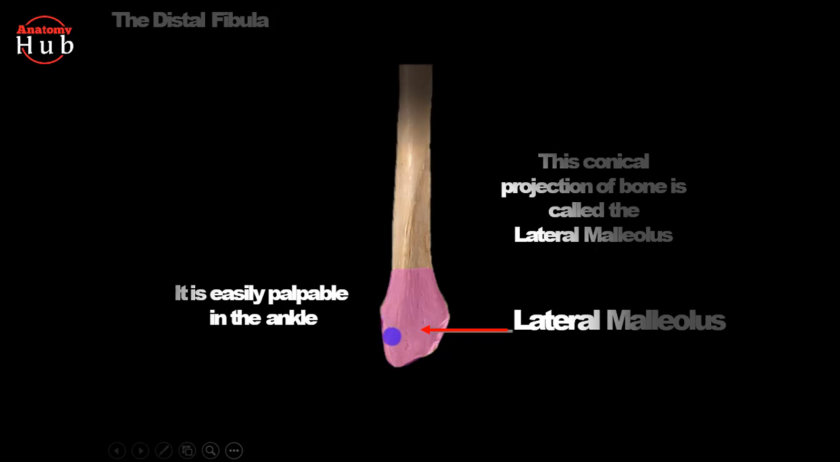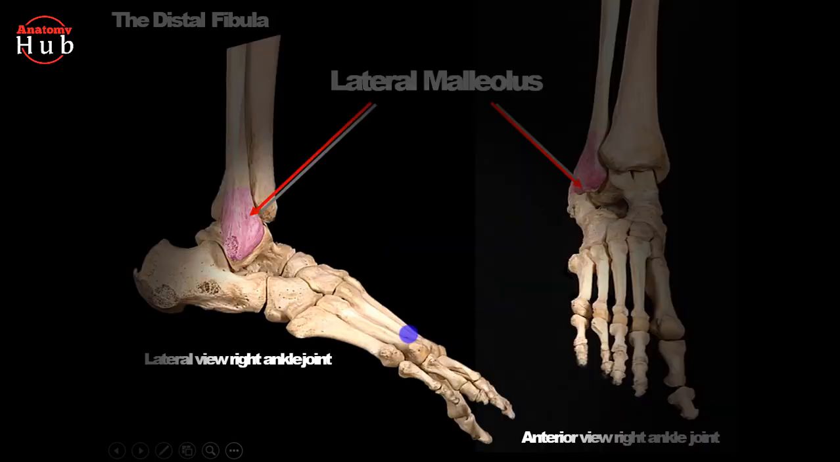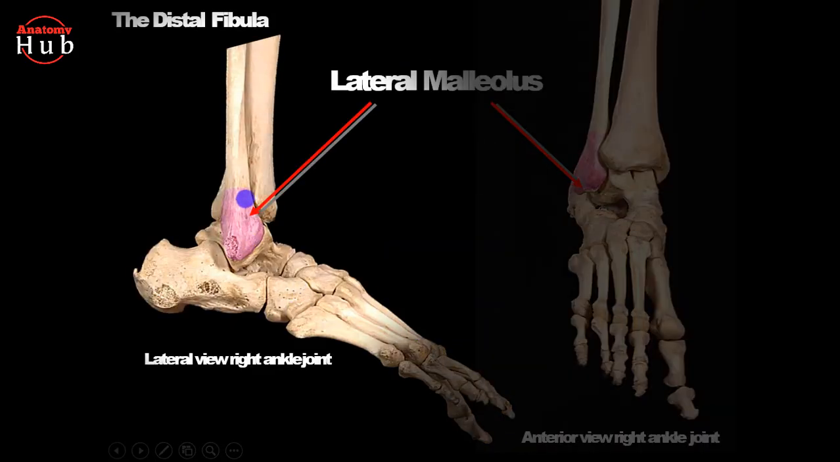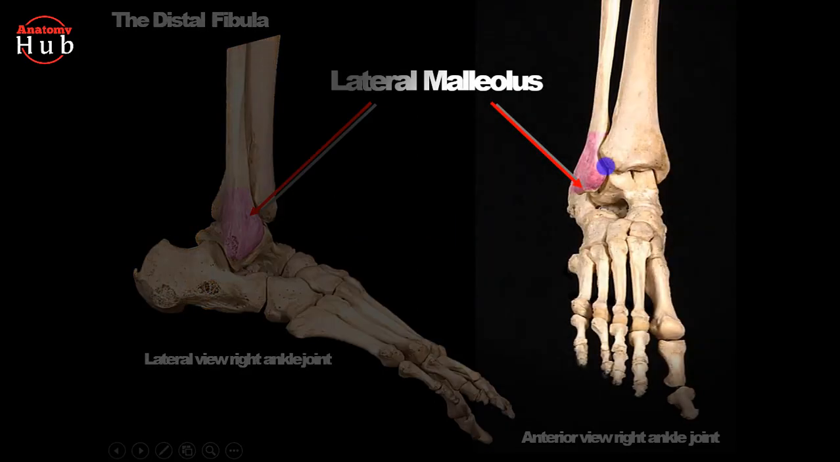This lateral malleolus is subcutaneous, that's why it is easily palpable in the ankle area. Here you can see the articulated foot. In this articulated foot lateral view, you can see the lateral malleolus over here, and here this is your front view or the anterior view. Here also you can see the position of your lateral malleolus, and it is nicely palpable as it is subcutaneous in nature.